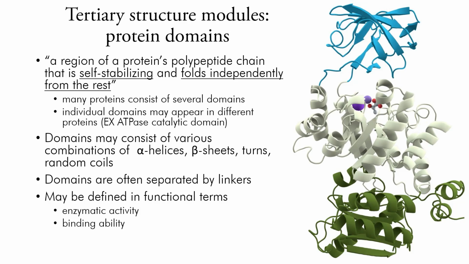Domains usually get defined by what kinds of reactions they can catalyze. So a kinase domain is going to do a lot of phosphorylation. A helicase domain is going to unwind DNA. A nuclease domain is going to cut DNA or RNA, right? Or they're defined by binding ability, what kinds of things they recognize. So an SH2 domain is going to recognize phosphotyrosines and so on and so forth.